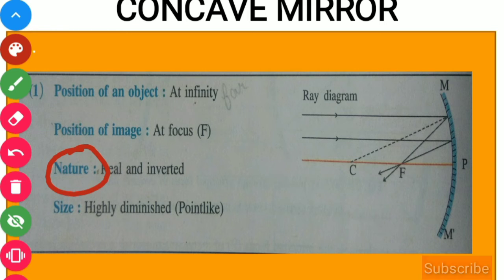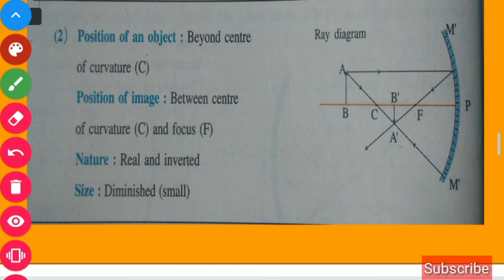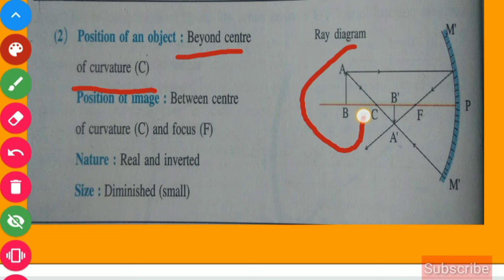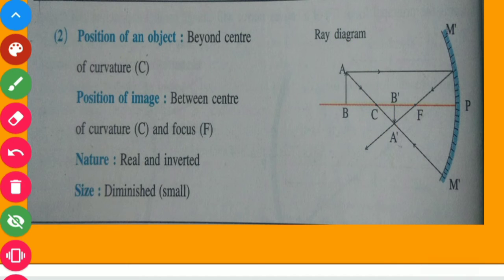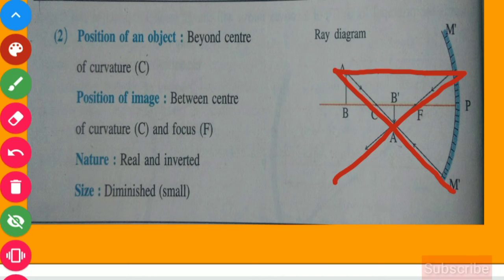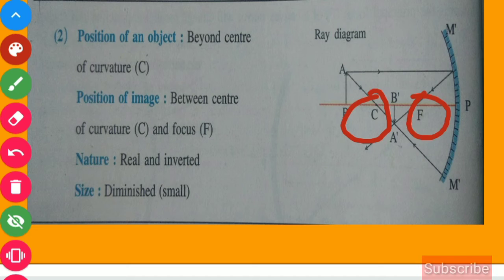So friends, what will be the nature of the image? The nature of the image is real and inverted. And size of the image will obviously be highly diminished. It will be point like because the object is at infinite distance. So our second case is if the object is placed beyond the center of curvature. Here, as you can see, the object is AB, which is beyond the center of curvature, and after getting reflected, the image is formed between C and F, and the nature of image is real and inverted. As you can see here, the image is real but inverted. Now size will be diminished.